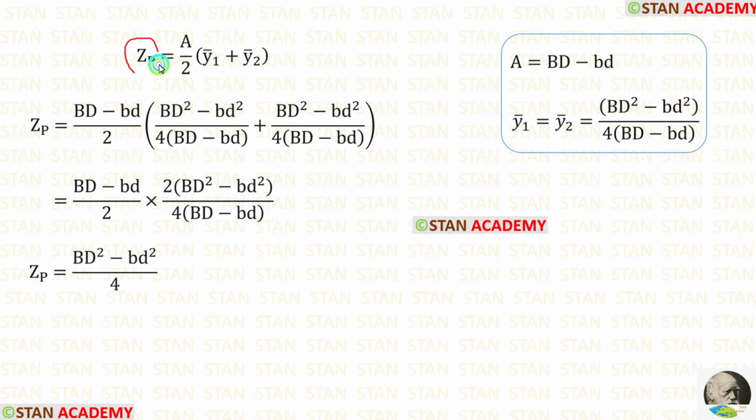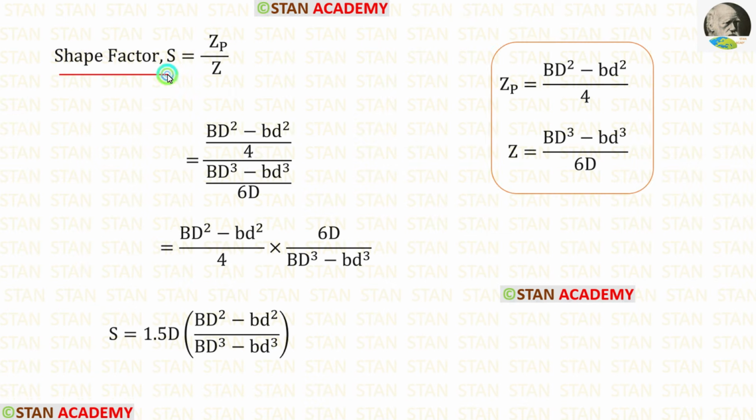Now we can easily calculate Zp. We already know the area value. The values of y1 bar and y2 bar we found just before. We can apply all of them. Both of these values are the same, so we can multiply any one of them with 2. Here we can eliminate these two values. Also we can eliminate this 2 and this 2. Finally for Zp we are getting capital BD square minus small bd square by 4.